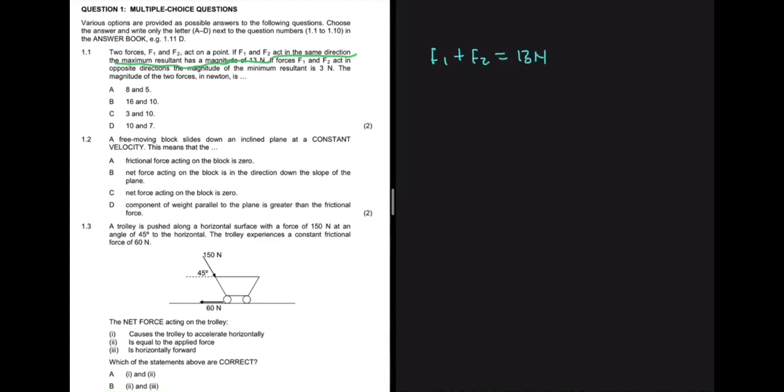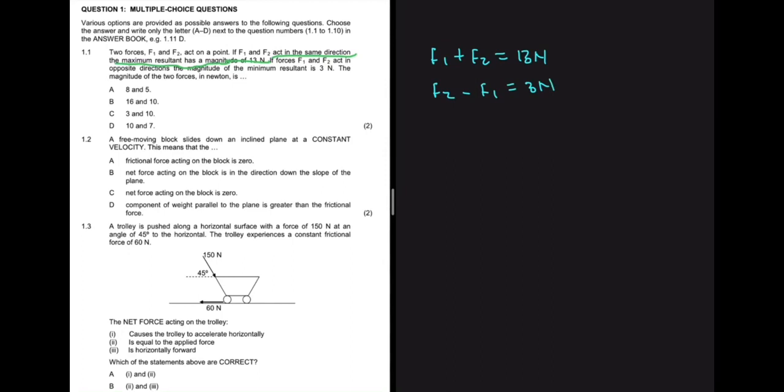And then the question goes on to say that if F1 and F2 act in opposite directions, the magnitude of the minimum resultant is 3 newtons, right? So let's say, for instance, F2 is greater than F1, then we're going to have F2 minus F1 being equal to 3 newtons. That's essentially what we get from the statement.